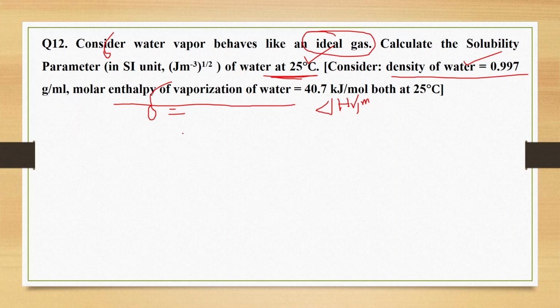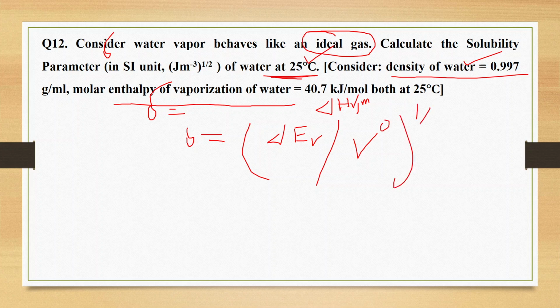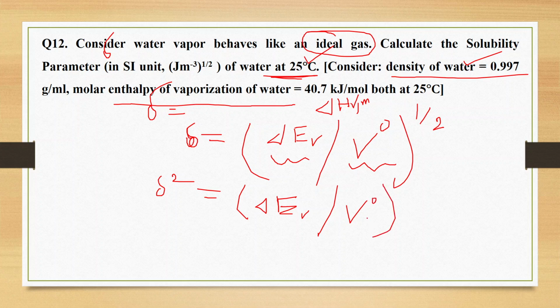So first of all, what is your solubility parameter? Delta is equal to (delta E_V divided by V0) to the power half. So this is the solubility parameter where delta E_V is the molar energy of the vapor and V0 is the molar volume of the liquid. It is your general delta formula. So obviously if you square it, delta square equals delta E vapor divided by V0. This is your normal formula.